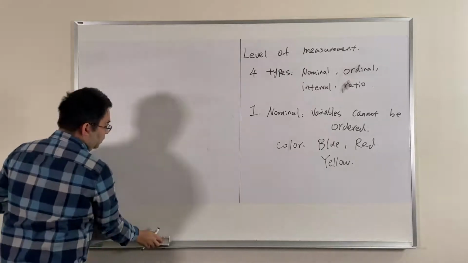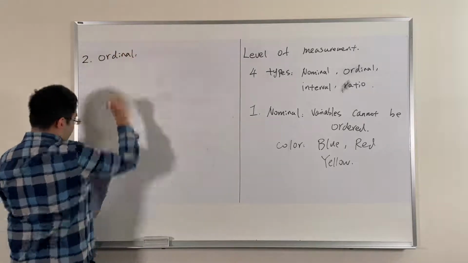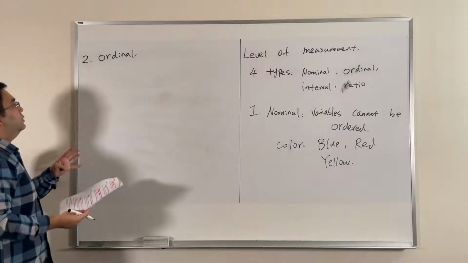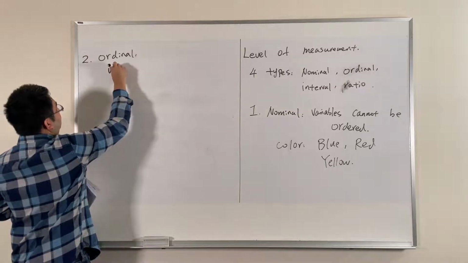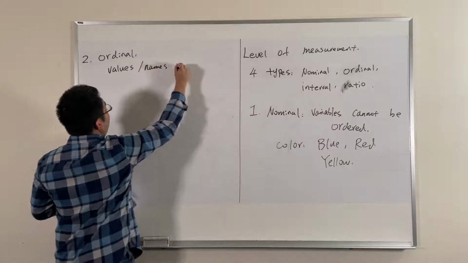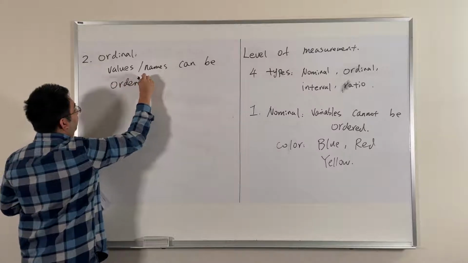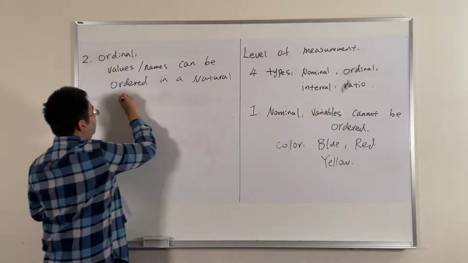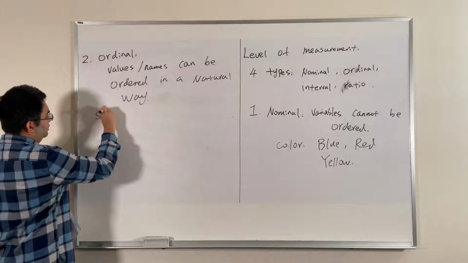Okay, so next one will be our ordinal. So ordinal variables are the values or numbers that can be ordered in a natural way, right? So values or names that can be ordered in a natural way. Okay, so say your shirt size, right? Shirt size.